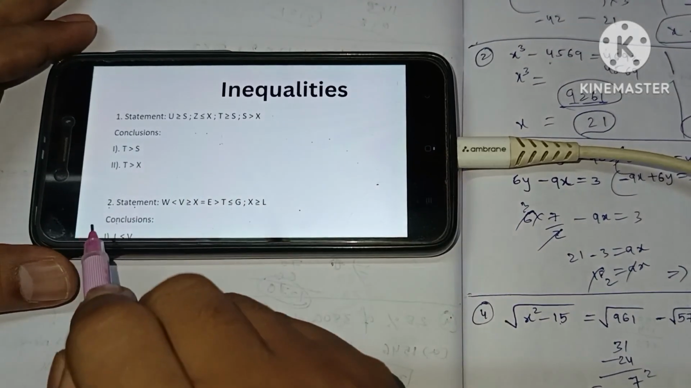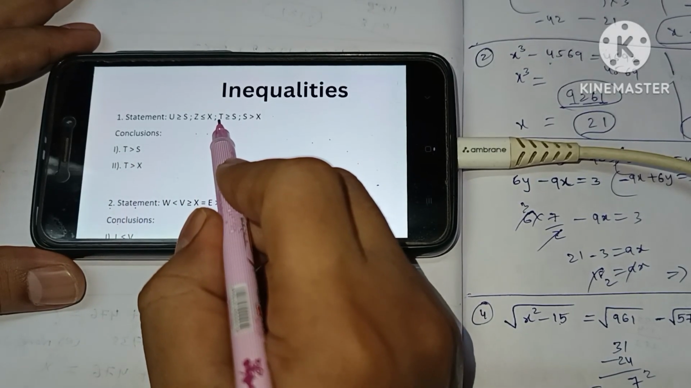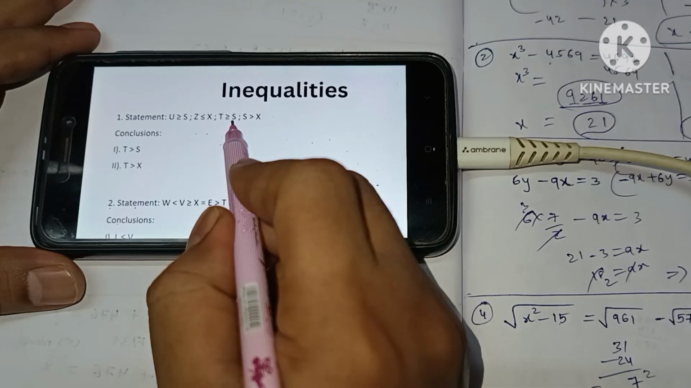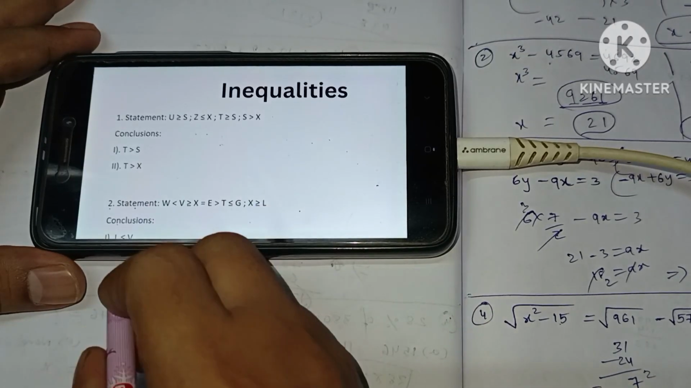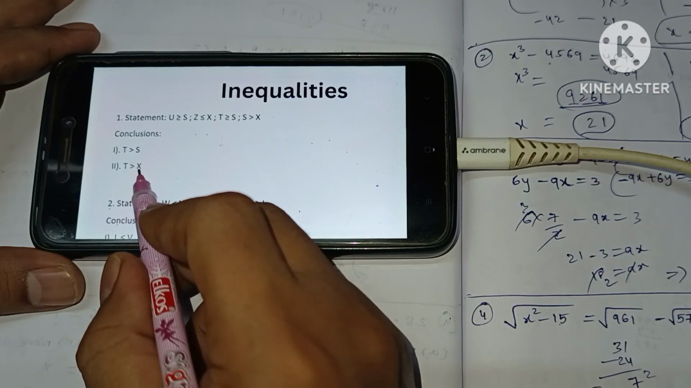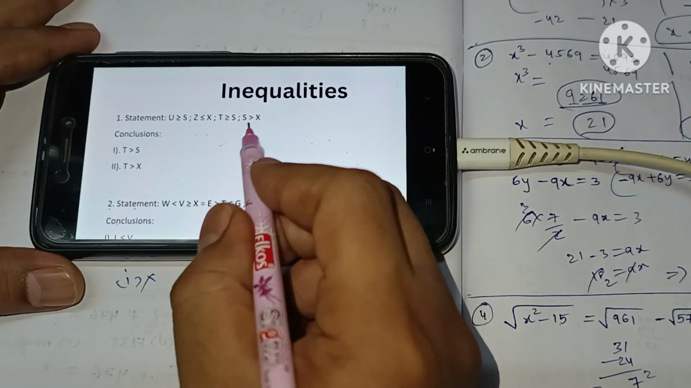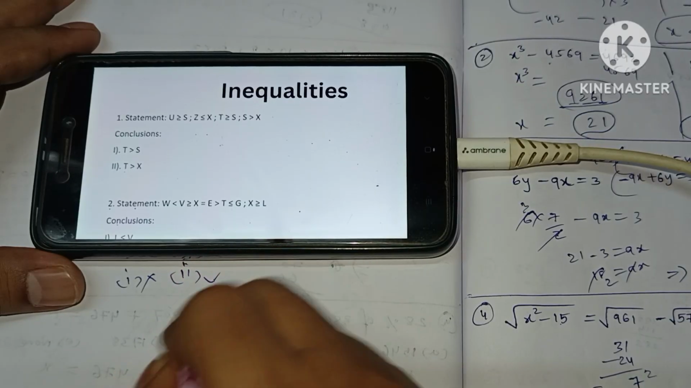Now we are going to see inequalities. First question, the flow from T to S. From T it is going to S with equal to also. So first conclusion will be false. Next, the flow from T to X. From T we can reach to S and from S we can reach to X. So second conclusion will be true.